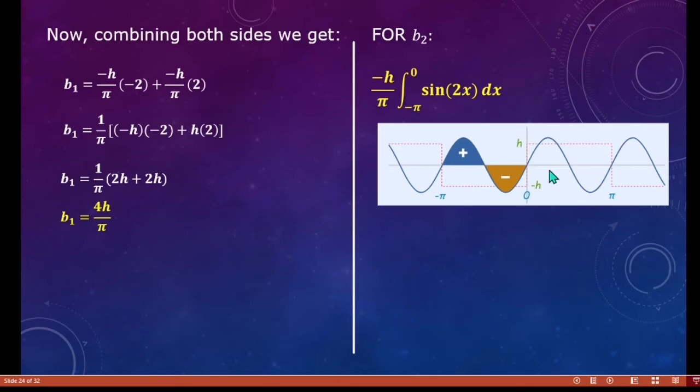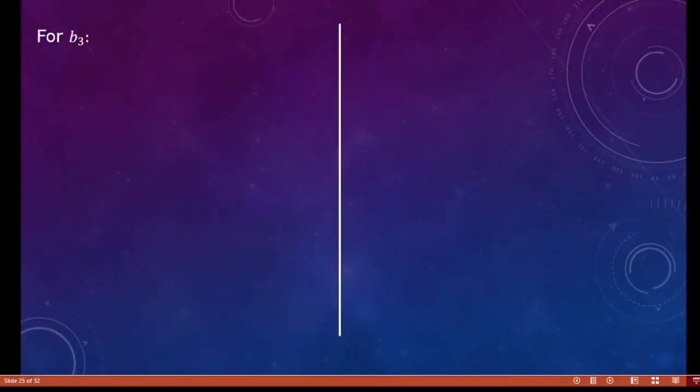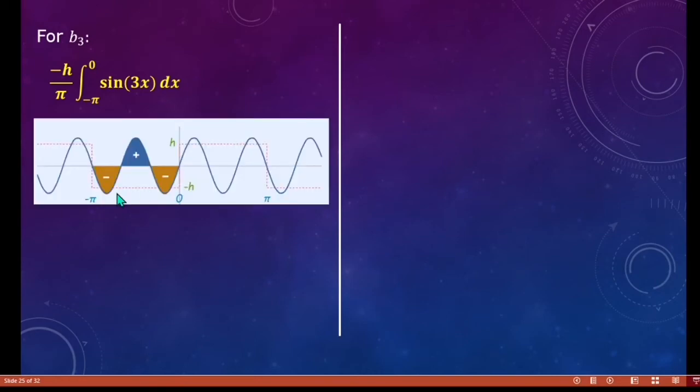And if we try to sketch it or just analyze it, so we have here sine 2x. So ito yung sine 2x from negative pi to 0. What can you observe? Yes, the net area is 0. So we have now b sub 2 equals 0. How about for b sub 3? Same lang kanina. Okay, ito na yung b sub 3.